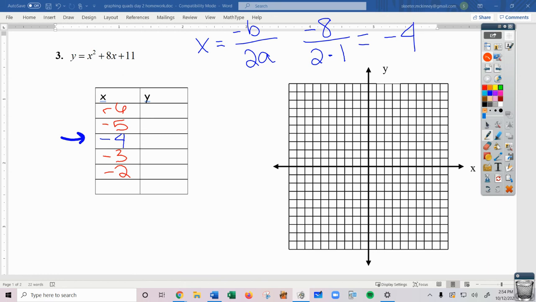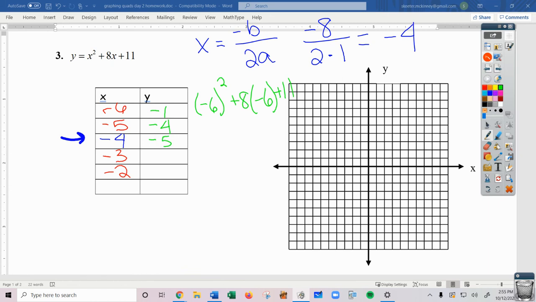So when I'm plugging in -6, I'm going to say -6 squared plus 8 times -6 plus 11. So if you put that in your calculator, what value do you get out? We should have got out -1. Okay, so when we plug in -5, what value do we get out? We should have got out -4. When we plug in -4, what value do we get out? Here we get out -5.